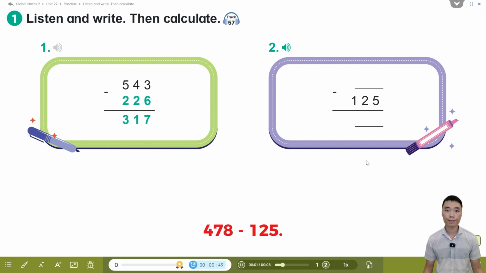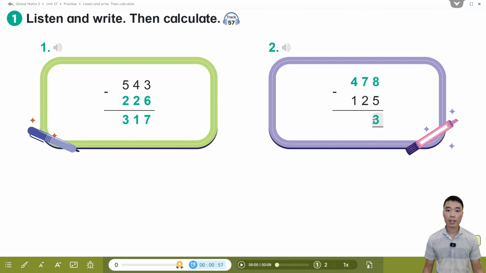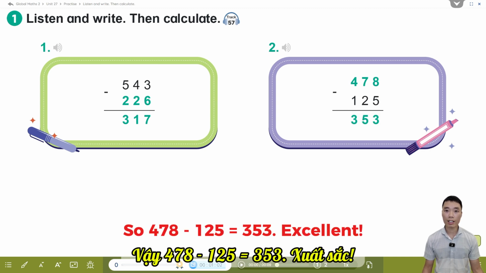Number 2. 478 minus 125. 8 minus 5 equals 3. 7 minus 2 equals 5. 4 minus 1 equals 3. So 478 minus 125 equals 353. Excellent.